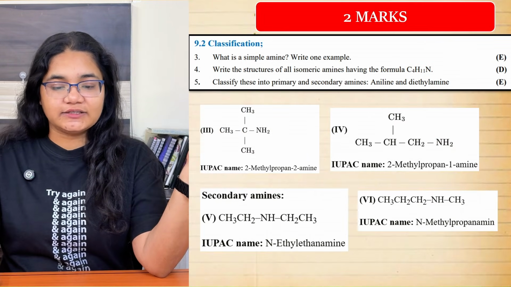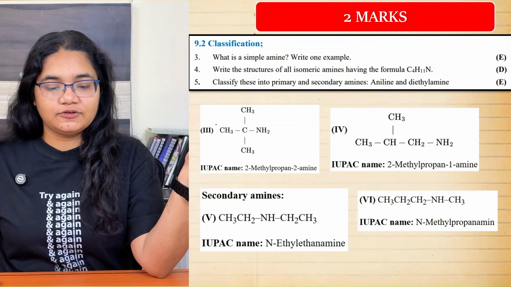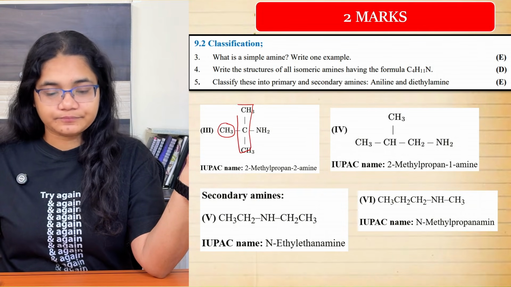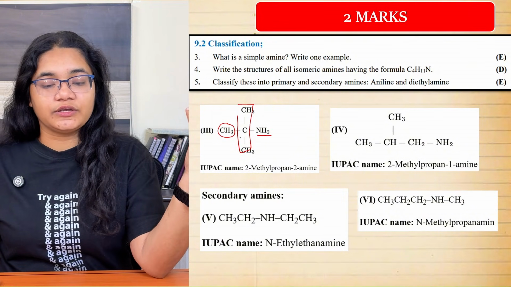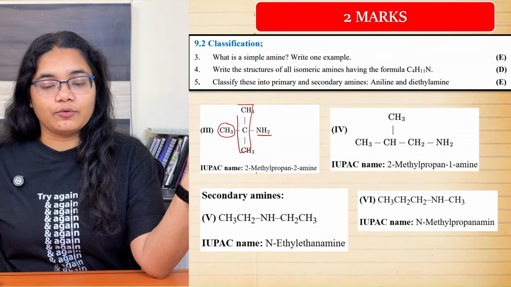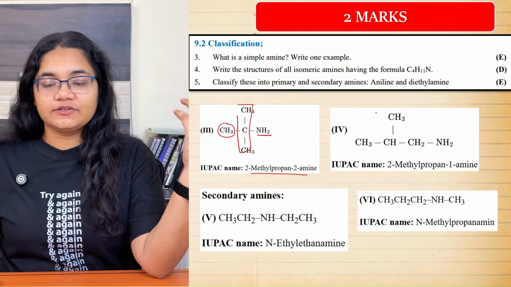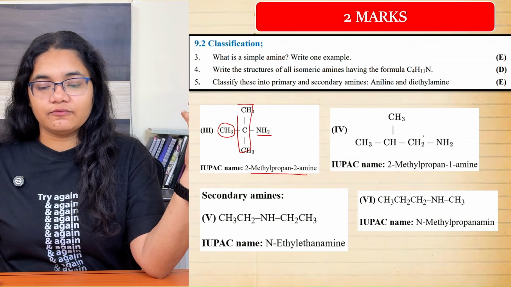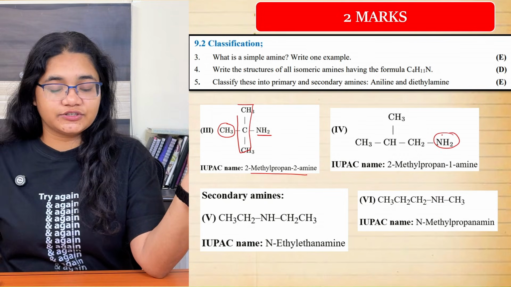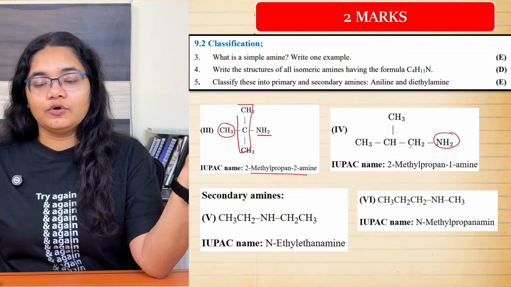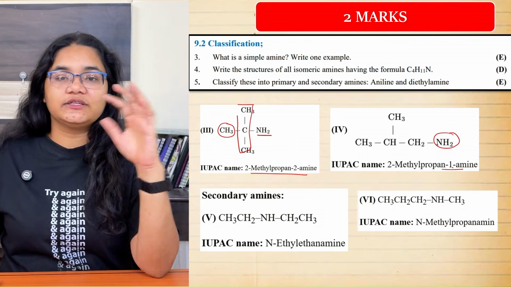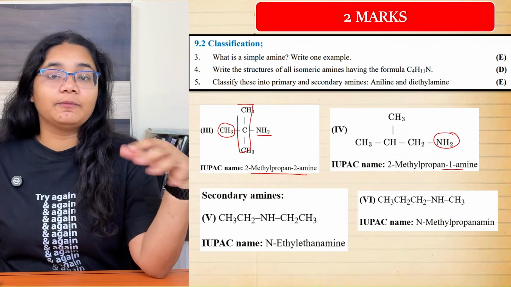Now let's change that to 3 carbons in one chain. So you can see, if you have 3 carbons in one chain and then 1 carbon and the NH2 group as a branch, here you will have 2-methylpropan-2-amine. And next you can also have the same structure where the NH2 group is attached to the first carbon and the branch remains the same. So here the name will be 2-methylpropan-1-amine. So these are all the possible structures for primary amines.